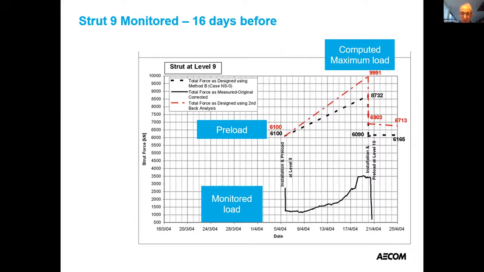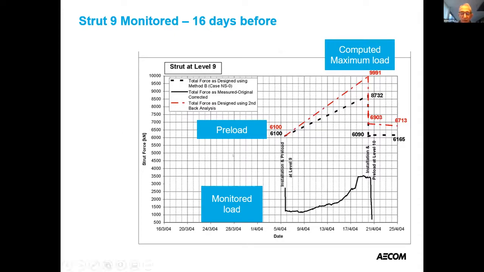And during excavation, depending on which analysis was being used, which is a derelict on this site, well, can I find it? You can see that the red line, it was predicted that the force in the strut should go up to a maximum of 9,991. And the other analysis was 8,700. But nevertheless, whichever analysis you use, because this was the matter that was discussed in the inquiry, that was the behavior.